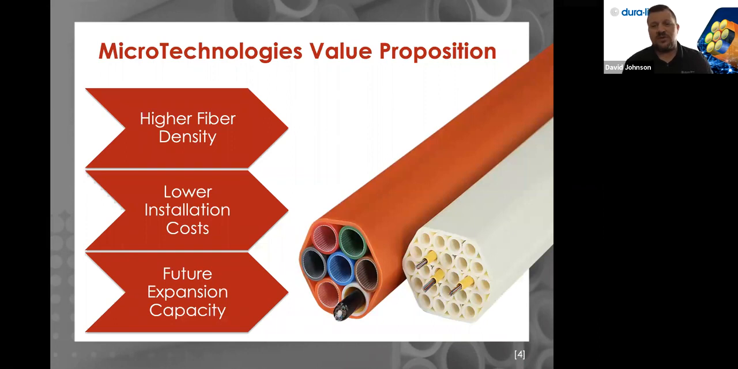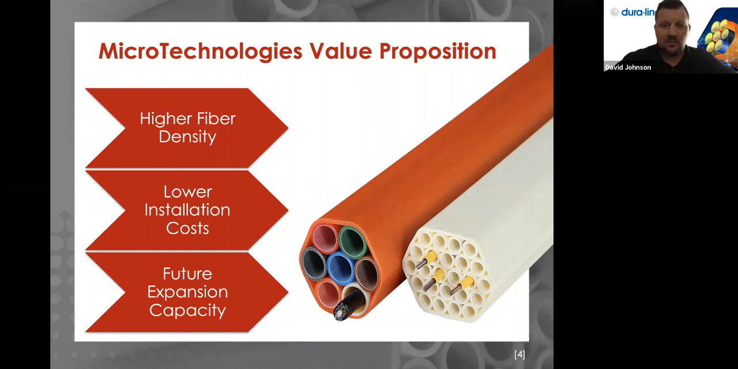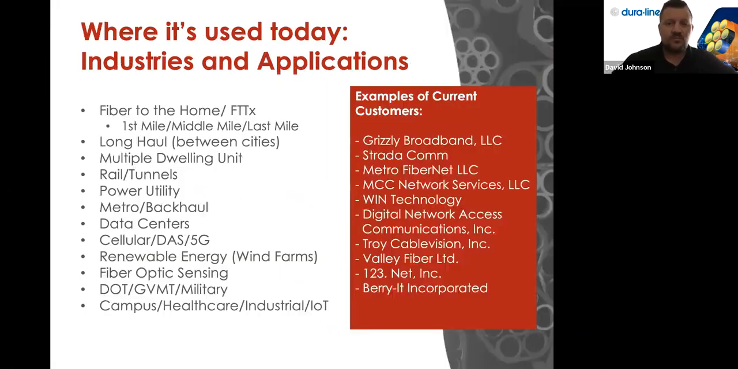What we're going to be talking about today with microtechnology and our value proposition is really threefold, right? You get higher fiber density in a small package, lower installation costs, and the ability to have future expansion. And as you're going to learn, there are names of these products that really explain what they're for and how they're here to help us experience better bandwidth in our networks.